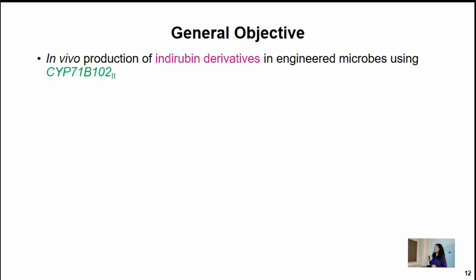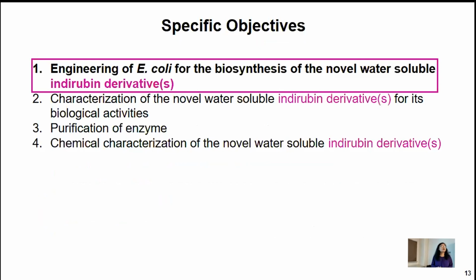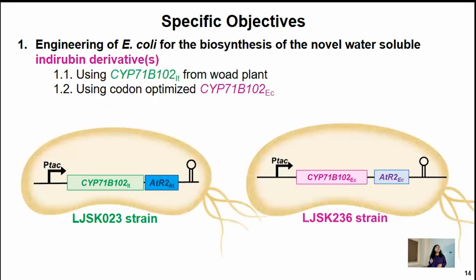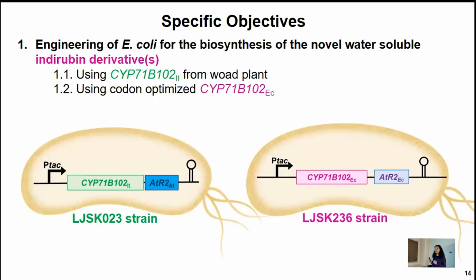derivatives, for which these are my specific objectives. First is engineer the E. coli strain for the production of indirubin derivatives. So for engineering the bacteria, first we engineered the bacteria with the plant P450 gene along with the plant P450 reductase. Also, we engineered the bacteria with the codon optimized P450 gene and the codon optimized P450 reductase.